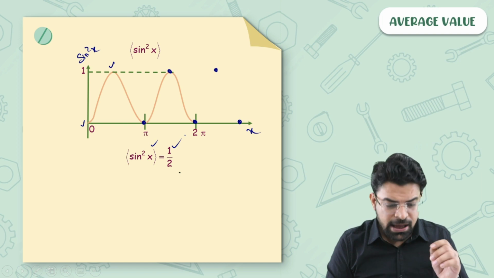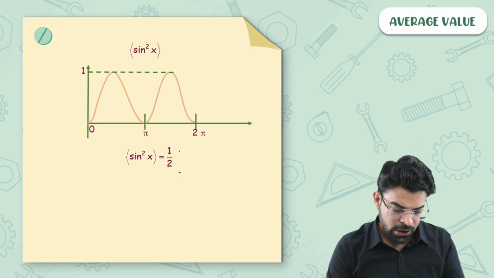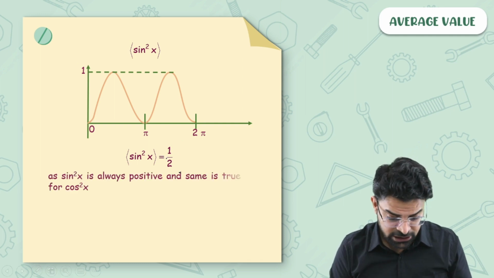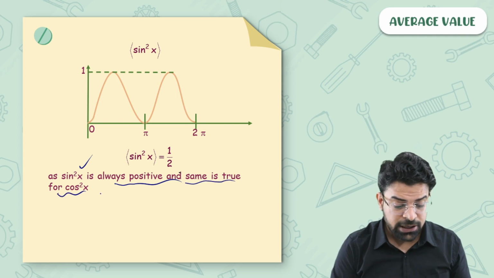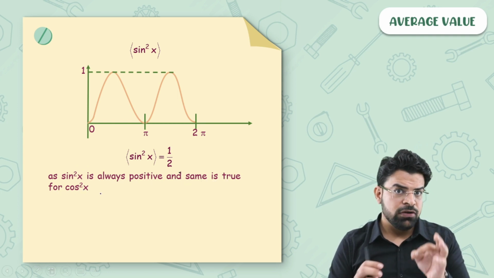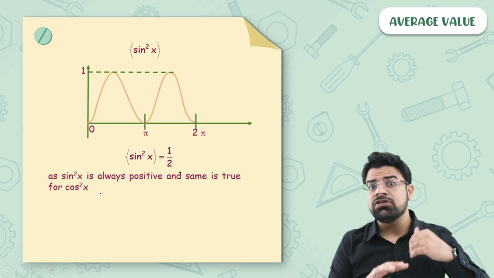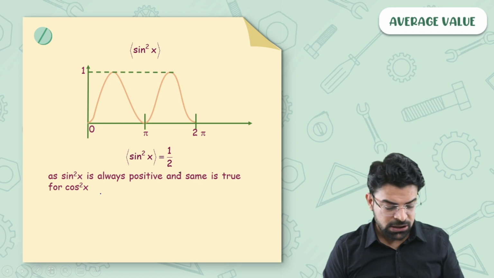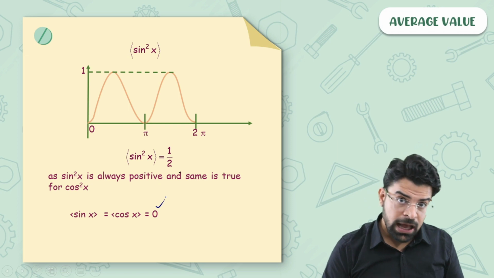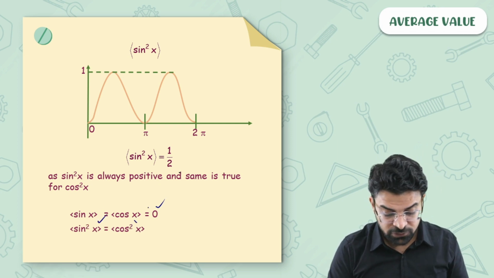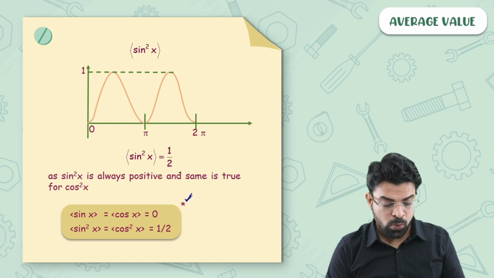So just remember the average value of sine square x and cos square x over one complete cycle is half. This will be used somewhere later. So sine square x is always positive and same is true for cos square x. So just remember, the average value of sine x and the average value of cos x over one complete cycle is 0, and the average value of sine square x and the average value of cos square x over one complete cycle is half. Average value of sine x equals average value of cos x equals 0. Average value of sine square x is the same as the average value of cos square x, which equals half, and this statement is true when you are talking about one complete cycle.